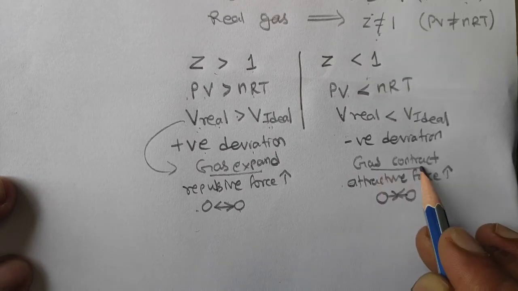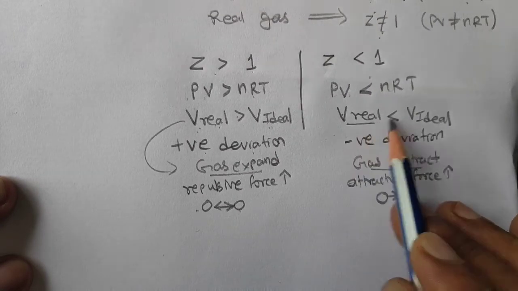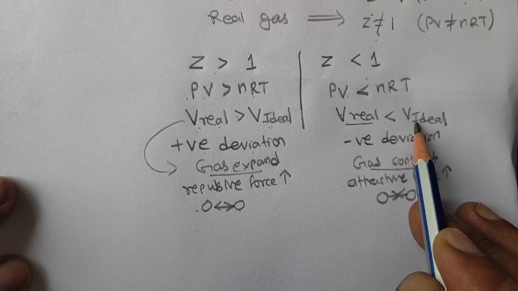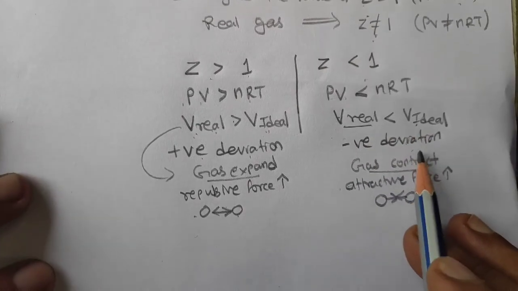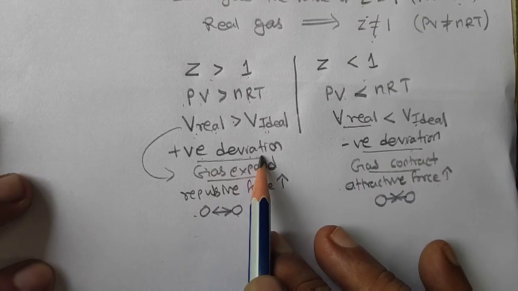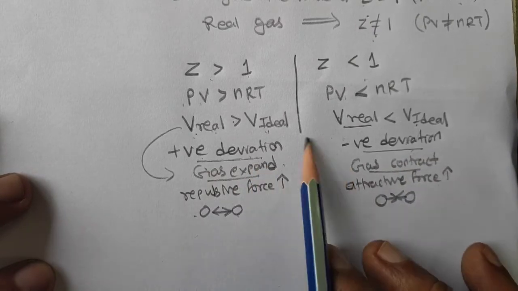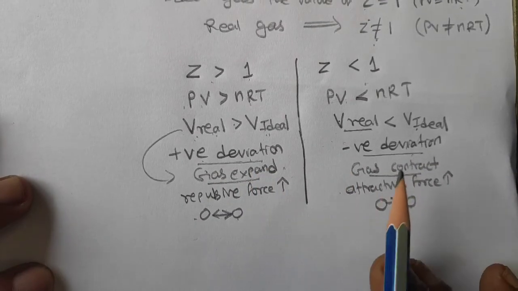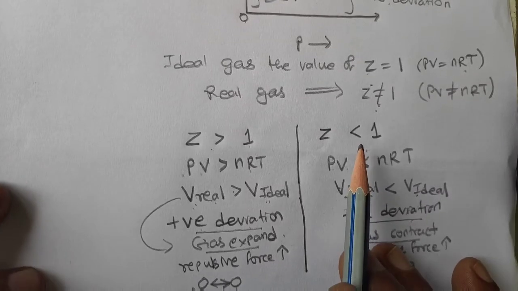So this is the reason why gas contracts and the real gas volume is less than ideal gas volume. So here, this is which deviation? Negative. This is which deviation? Positive. So this difference you can write down in your fair book to understand this compressibility factor.